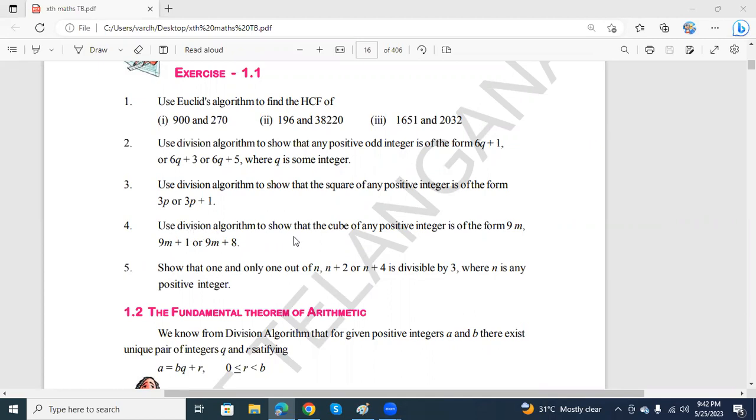Use the division algorithm to show the cube of any positive integer is of the form 9m, 9m plus 1, or 9m plus 8. So we have to use the division algorithm, Euclid's division lemma, and show that the cube of any integer should be in one of these three forms only. That means take any integer and cube it, and you will always get one of these forms: 9m, 9m plus 1, or 9m plus 8. Okay, so let's put up the solution on the board.